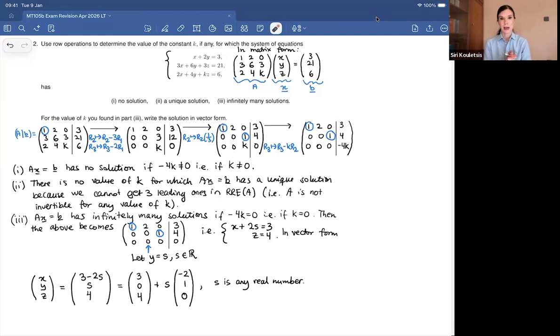Now, if we had a unique solution for two lines in R2, well, then you know that they would certainly not be parallel and they wouldn't be the same line. So they would cross in a single point.